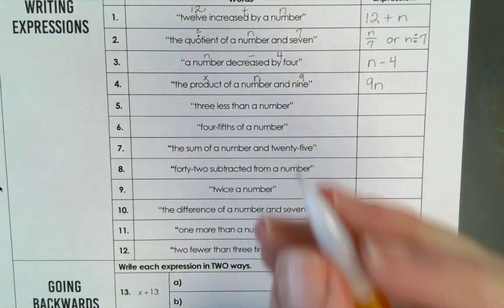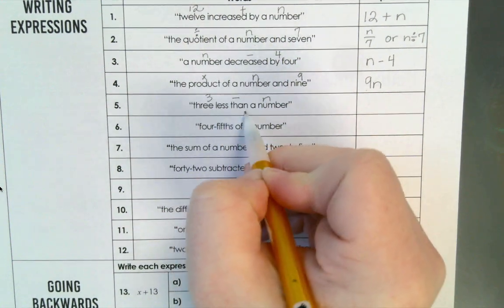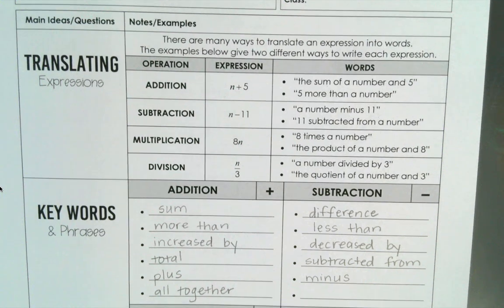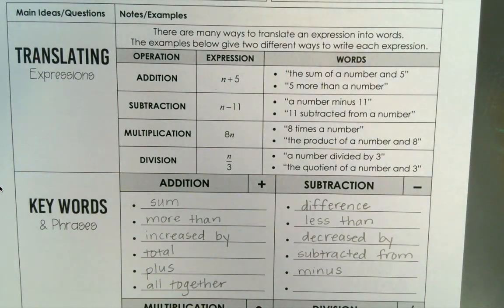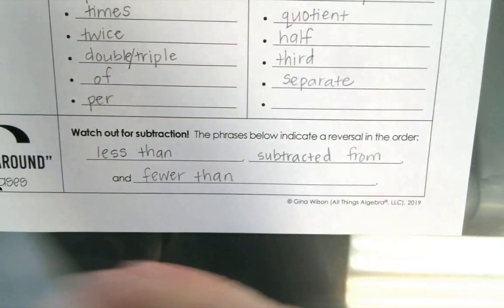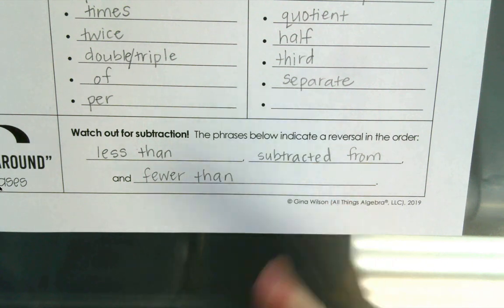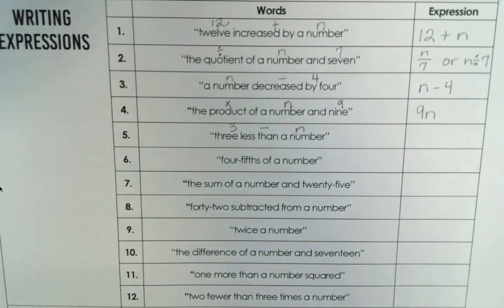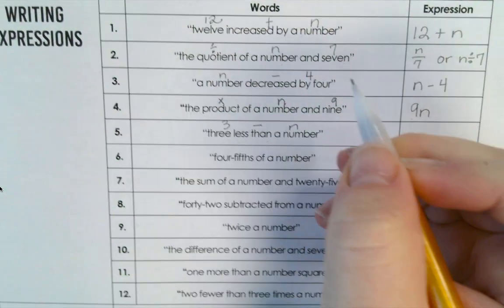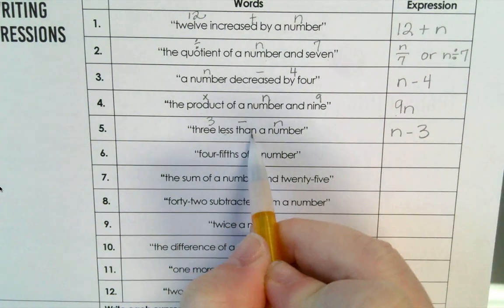3 less than a number. Remember less than. If you go back and look at the front, look down here, less than. That means we're going to take the parts of our expression and flip them. So, less than: you're not going to write 3 minus n. You're going to do n minus 3, because this means we're going to flip them.